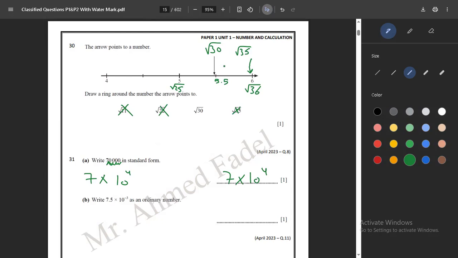An ordinary number. What does this mean? Ordinary, we agreed it's the same as writing it in full. So multiplying it by 10 to the power of negative 3, we agreed. Multiplying by a positive power of 10 means you move the decimal point to the right. It is negative, so move it to the left. How many digits? 3 digits. I have only one here, so it is 7, 5. I need 2 more. So 0, 0, put the point. So it's 0.0075.